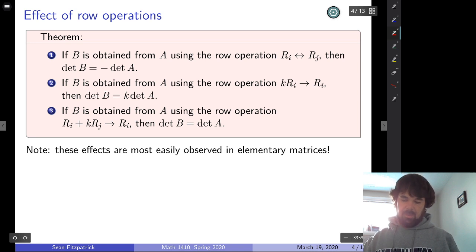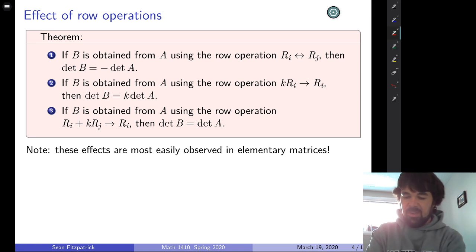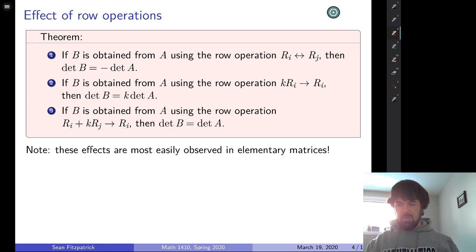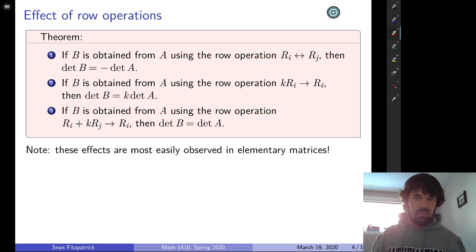So let's just recap. We talked about this already. I just want to remind you all that when you're doing row operations, doing the determinant of a general matrix with a cofactor expansion is messy, especially if it's a large matrix. If you don't have many zeros in your matrix, it's going to be a lot of work to compute the determinant. So you would like to simplify the determinant, and you can using row operations, right?